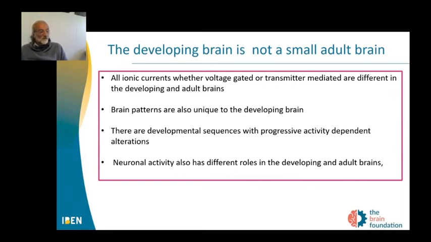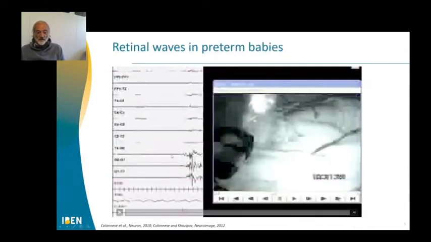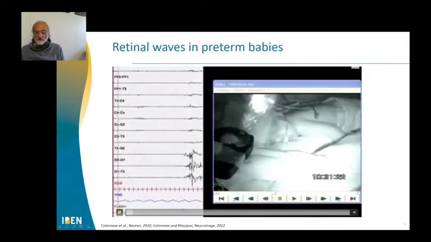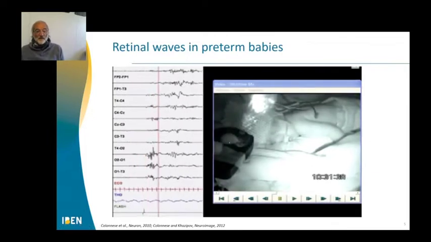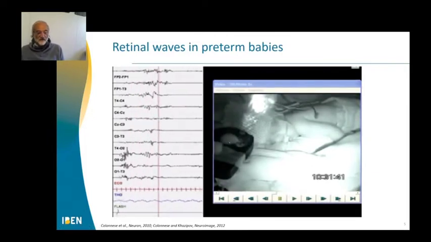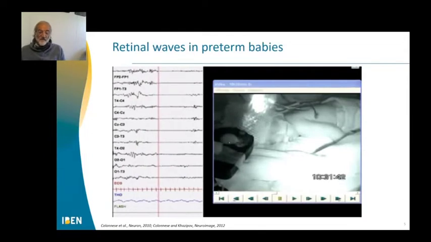Well, it has different roles in the developing and the adult brain. For instance, if you record a preterm baby, 28 or 29 weeks, and you put a flash of light here, you have a retinal wave as a response. This response is very long-lasting, quite incompatible with vision, yet it's present and it's important because if activity is blocked in animal models, the visual system doesn't develop very well. And these retinal waves, by the way, are present in all animal species investigated.